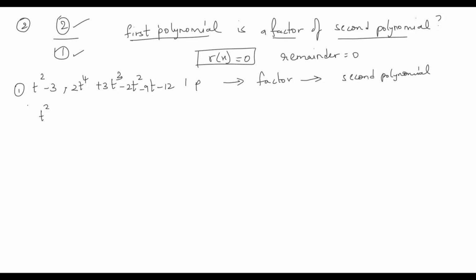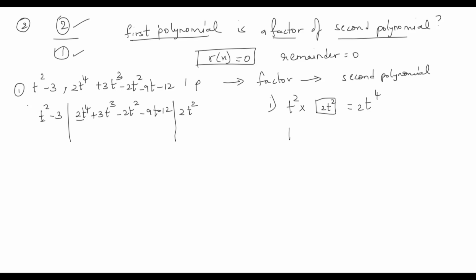What you have to do is t square minus 3 is the divisor and 2t power 4 plus 3t cube minus 2t square minus 9t minus 12 is what? It is our dividend. Same procedure, compare the first terms. What should be multiplied to t square so that you will get 2t power 4? That is, you should multiply 2t square. Next step, put the 2t square here, and third step is take the divisor, that is t square minus 3, and multiply by this 2t square.